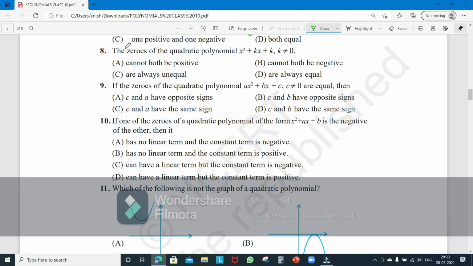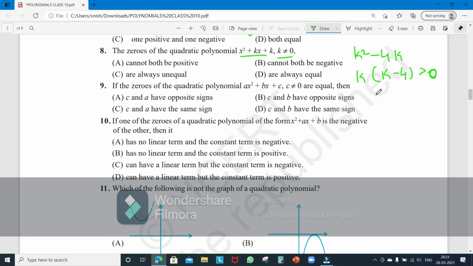Next, the 8th question. The zeros of the quadratic polynomial, this thing is. So we have to find what the zeros are again. Are they both positive or both negative? They cannot be positive or cannot be negative, we have to find. Let's apply the determinant formula, b square minus 4ac. So you'll get k square minus 4k. Okay, as k cannot be equal to 0, this entire value also can't be equal to 0. So k into k minus 4 should be greater than 0, right? Because if it becomes less than 0, you'll get imaginary roots. We want real roots, so we are assuming it to be greater than 0.